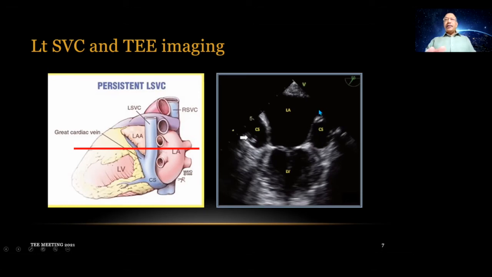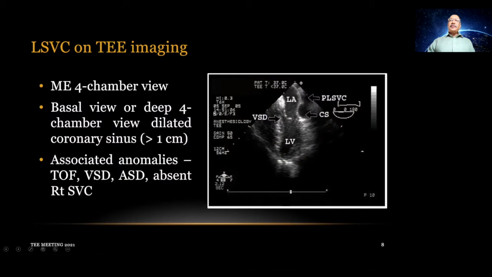Now here in front, you have to make sure that there is a left atrial appendage, and behind there are pulmonary veins. So when you do TEE imaging, you look for pulmonary veins behind the left SVC and the left atrial appendage in front of the left SVC.